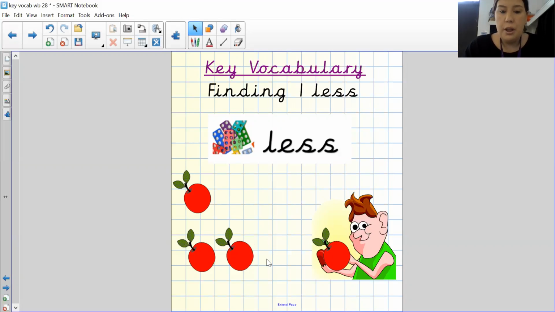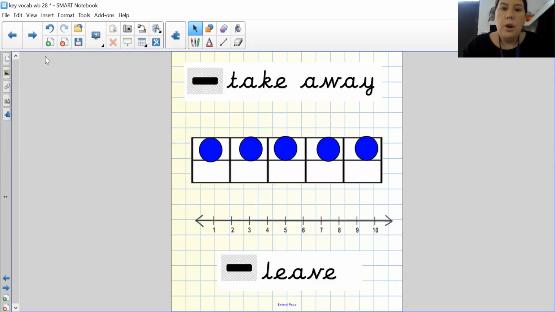Take away. Leave. So when we find one less, we are going to be taking away, and we want to know what we have left. So how much would it leave? So if I had 1, 2, 3, 4, 5 counters, and I took one away, I would have one less, which would be 1, 2, 3, 4.